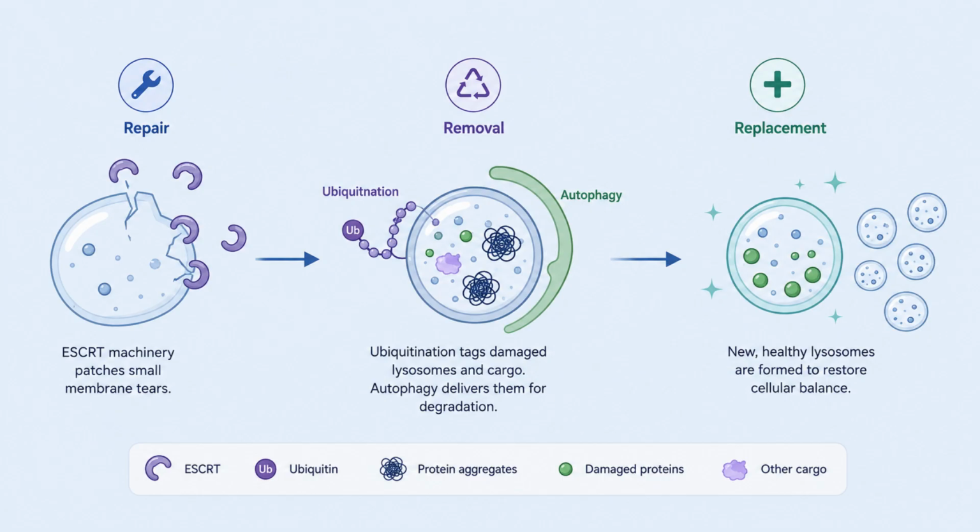Second, removal. If the damage is just too big to patch, the cell tags the broken lysosome with a molecular marker called ubiquitin. That triggers its complete destruction through a process called lysophagy. And third, replacement. Once destroyed, the cell obviously has to manufacture a brand new lysosome. This paper asks a really crucial question: does mutant Huntingtin impair the specific 3-step quality control system?